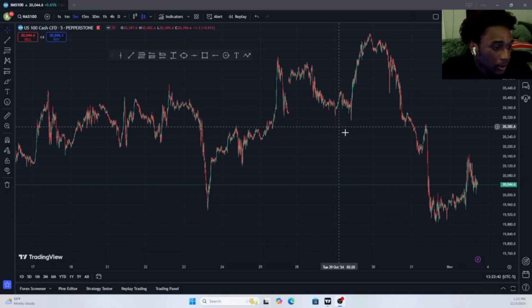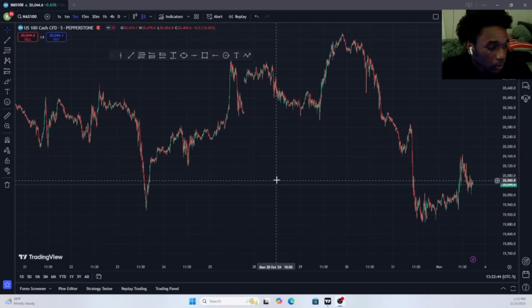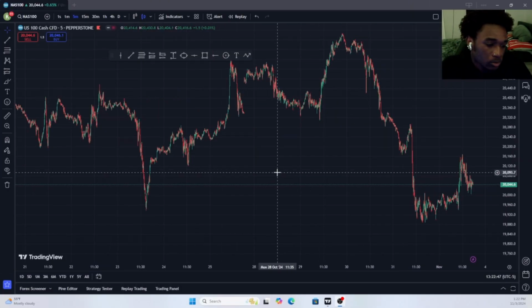Now, as you guys can see right here, I'm on a NAS100 chart. We're going to backtest every single day from last week to see how the charts were going, because I don't really trade NAS100. I trade mainly US30. That's the only pair I trade because I just feel like if I focus on one pair and I can get good at one pair, then there's no need for me to trade multiple pairs.